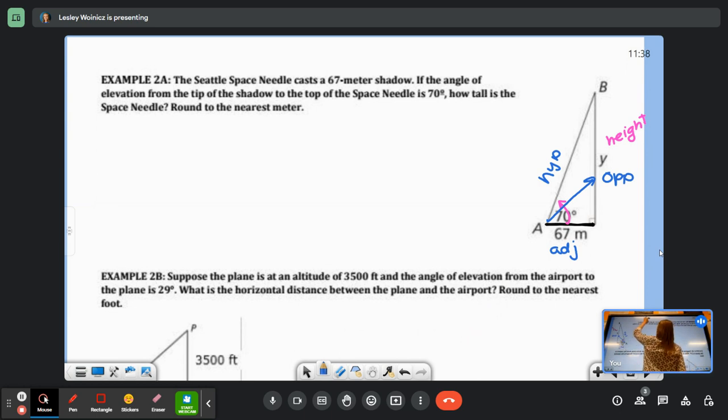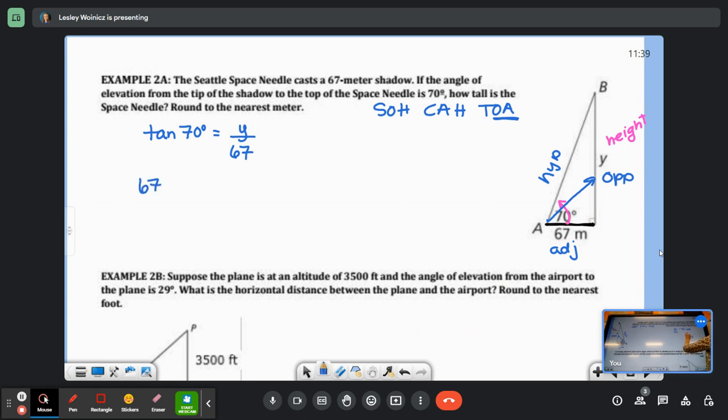So if I'm thinking about which of my trig ratios, TOA uses the opposite and adjacent, it's my tangent. So I'm going to say the tangent of my 70 degrees equals my opposite, which is y, over my 67. Now all I have to do is get y alone to find the height. So how do I undo dividing by 67? I multiply by it. So my y is going to be 67 times my tangent of 70 degrees.